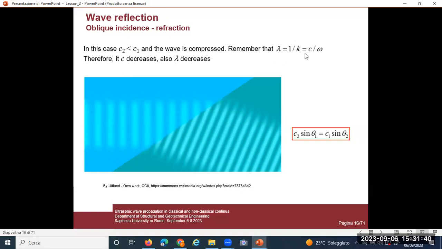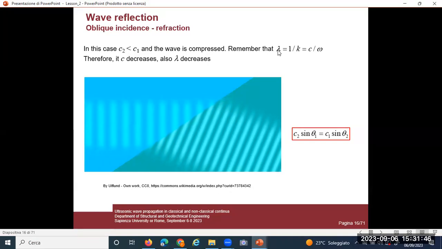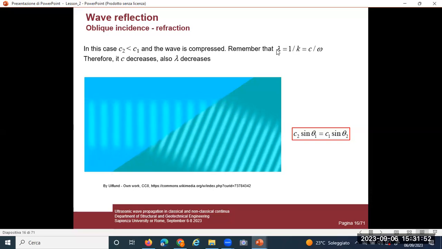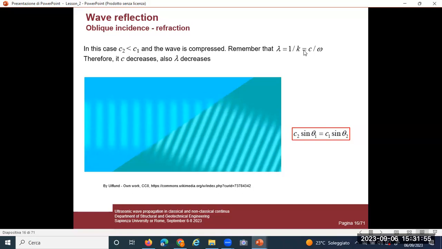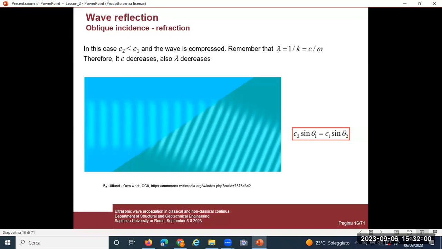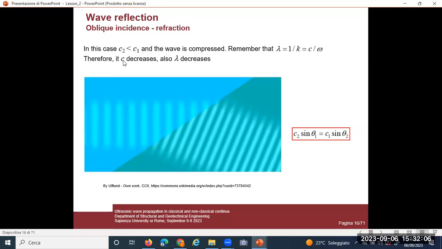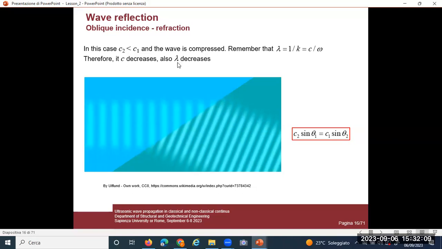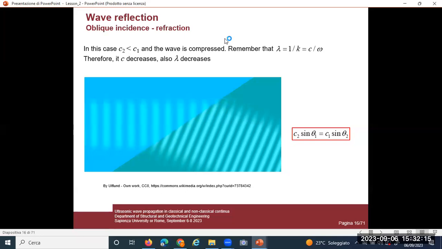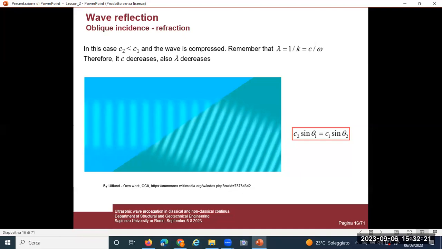In fact, if you observe this relationship, lambda, which is the wavelength, which is the opposite of the wave number, is equal to C over omega, the ratio between the speed and the frequency. So if C decreases, also lambda decreases. So smaller wavelength means narrower crests, like in this animation.